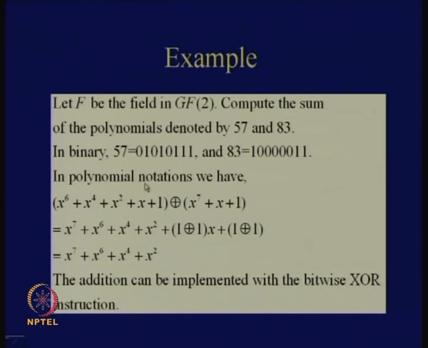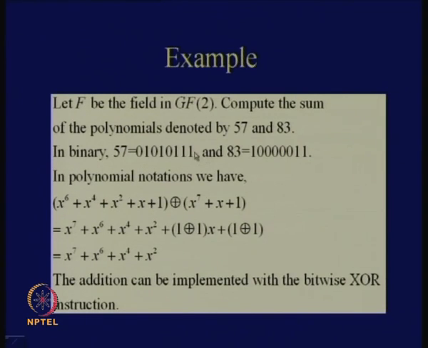Let F be the field GF(2), and we would like to compute the sum of the polynomials denoted by 57 and 83. First of all, let us denote 57 and 83 in binary notation. So this is how it looks. In polynomial notation, I can express 57 as this.